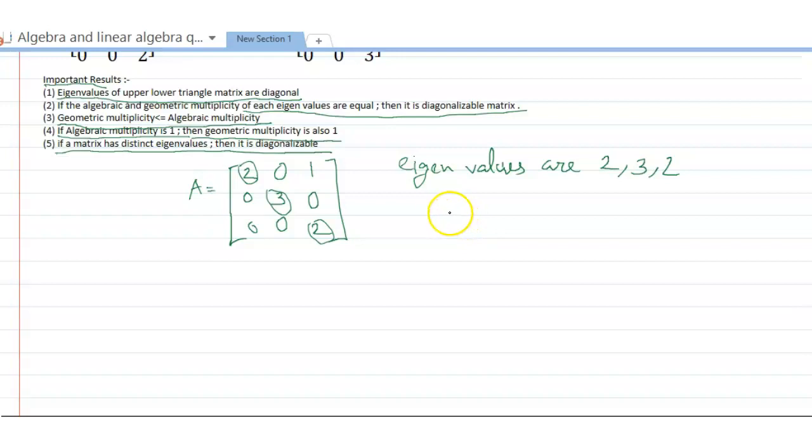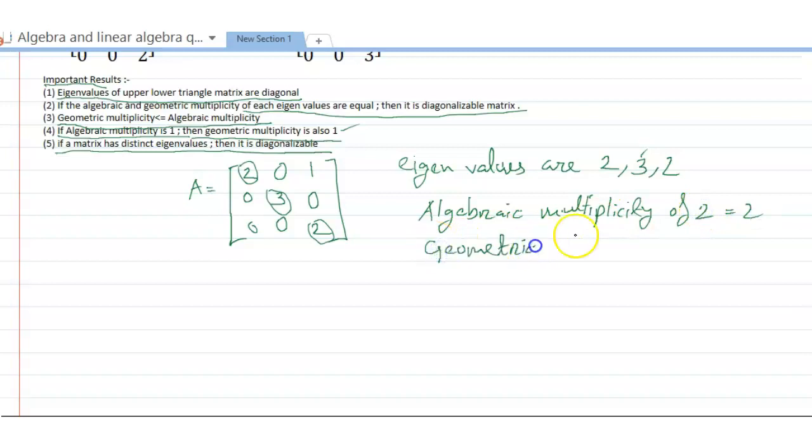So friends, now let's check the algebraic multiplicity and geometric multiplicity. Because for 3 the AM and GM are both 1, I don't need to check it, but I have to check the algebraic multiplicity and geometric multiplicity of 2. The algebraic multiplicity of 2 equals 2, and the geometric multiplicity of 2 I have to find out.